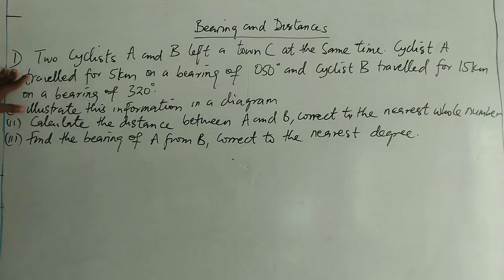On the board, I have a question. Two cyclists, A and B, left a town C at the same time. Cyclist A traveled for 5 kilometers on a bearing of 050 degrees, and cyclist B traveled for 15 kilometers on a bearing of 320 degrees. Illustrate this information in a diagram.